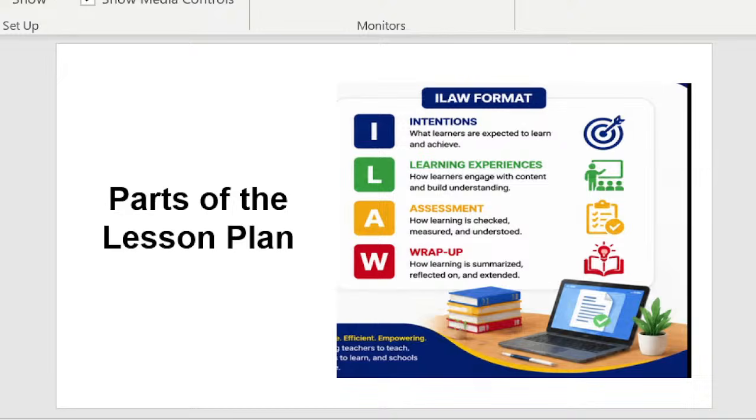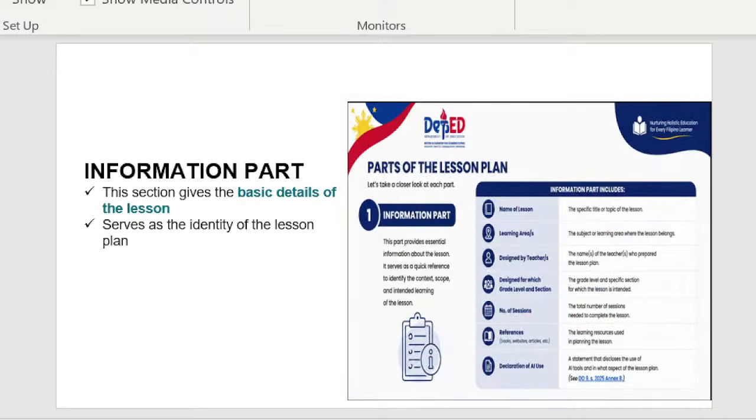So the parts of the lesson plan now follow the ILAW format. I for intention, what the learners are expected to learn and achieve. L, learning experiences, how learners engage with the content and build understanding. A, assessment, how learning is checked, measured, and understood. And the W is wrap up, how learning is summarized, reflected on, and extended. These are the parts of the lesson plan.